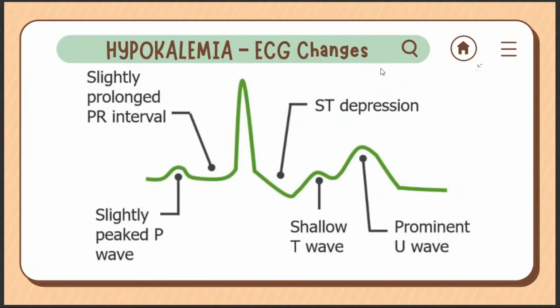As you can see, there is a slightly prolonged PR interval, a slightly peaked P wave, ST depression, a shallow T wave, and a prominent U wave. If you know a normal ECG, you won't see any prominent or tall U wave. It is an abnormal U wave. So if you see on a monitor the presence of a U wave, then there's possible hypokalemia.